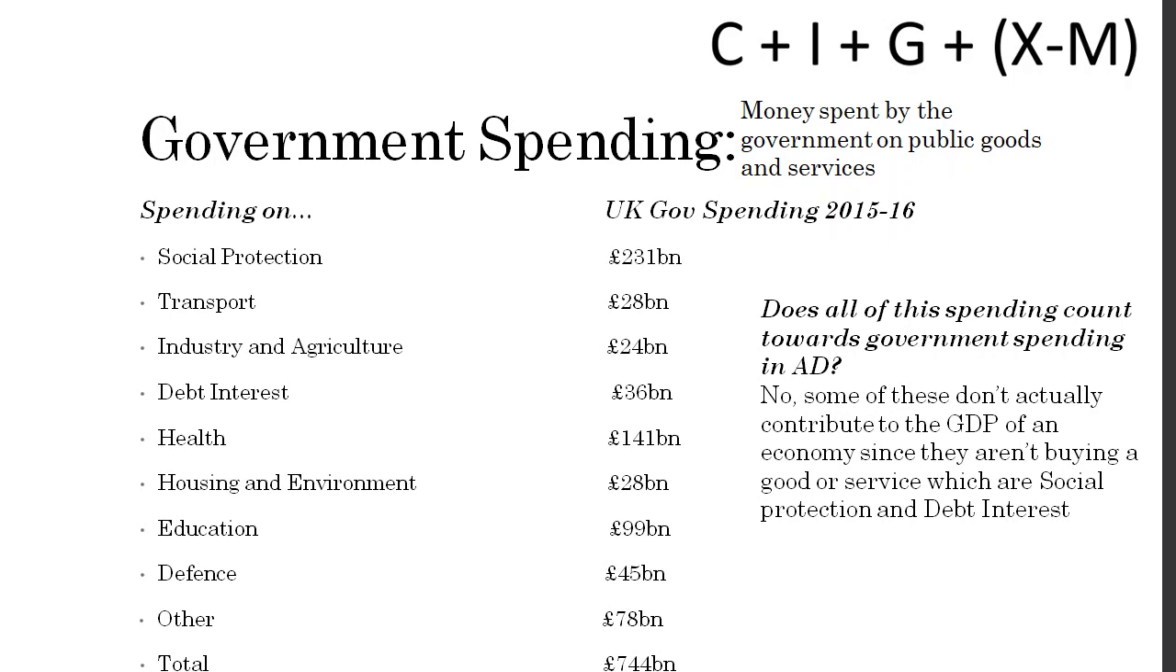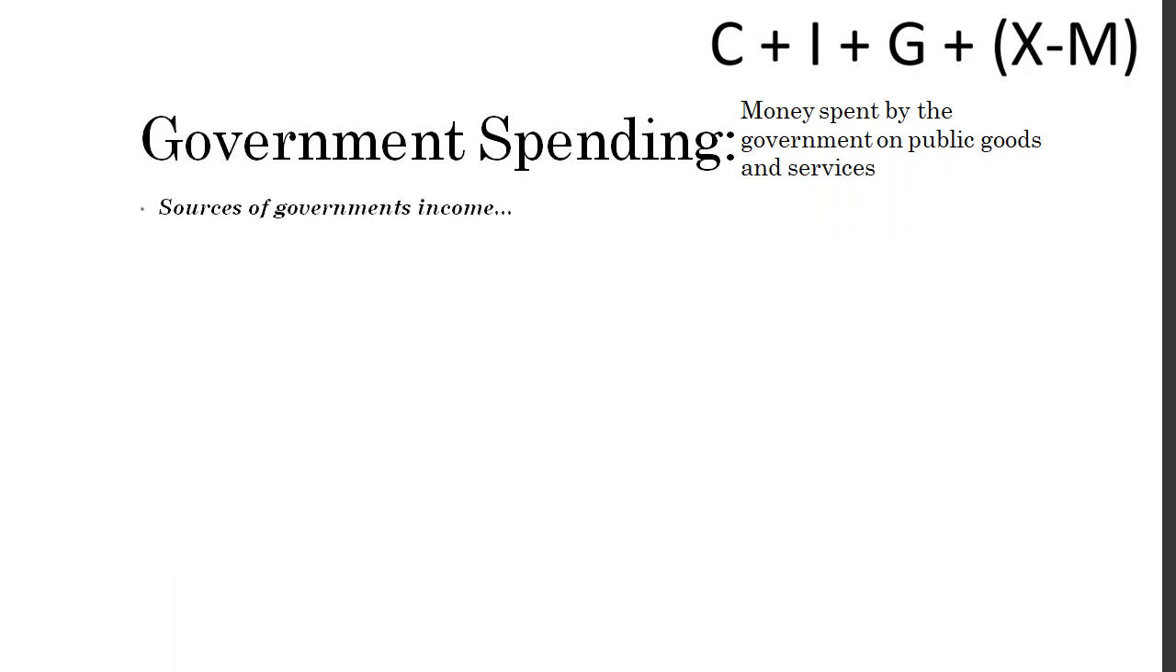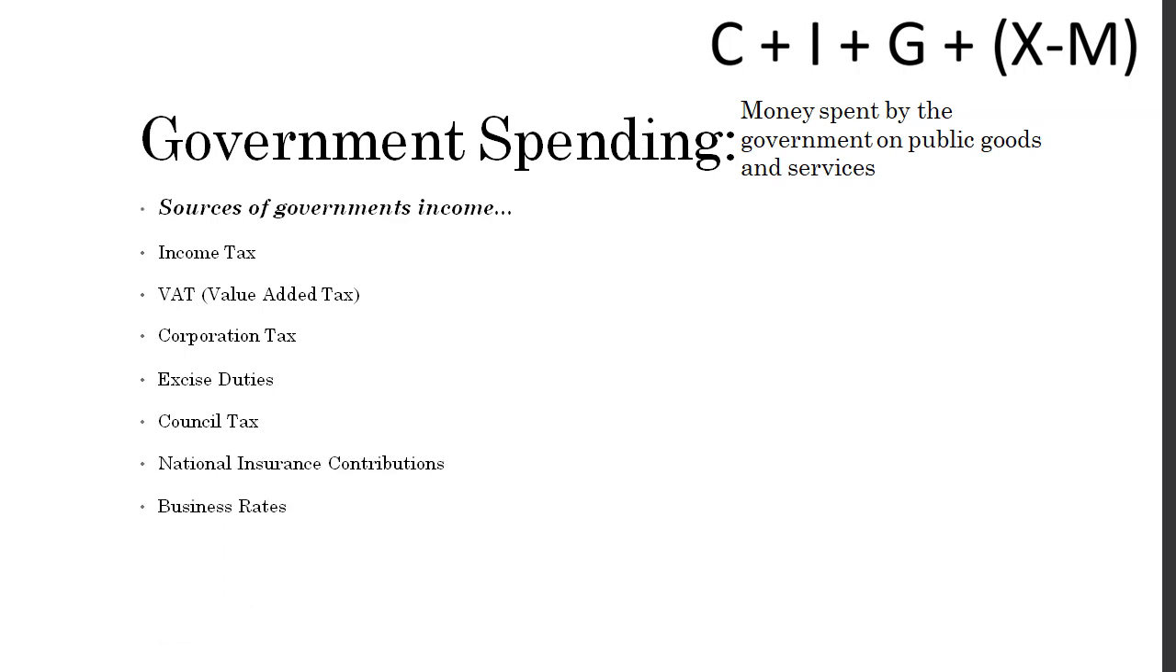Now, you may be thinking where the money comes from for the government to spend on all these different things. It comes from multiple sources, which we'll look at now. Some sources include income tax. This is a tax on the income of households. Value-added tax, or VAT, is a tax added onto the price of all goods and services that are sold. Corporation tax. This is a tax on the profits of firms. Some others include excise duties, council tax, national insurance contributions, and business rates. All of these together are referred to as tax revenue.